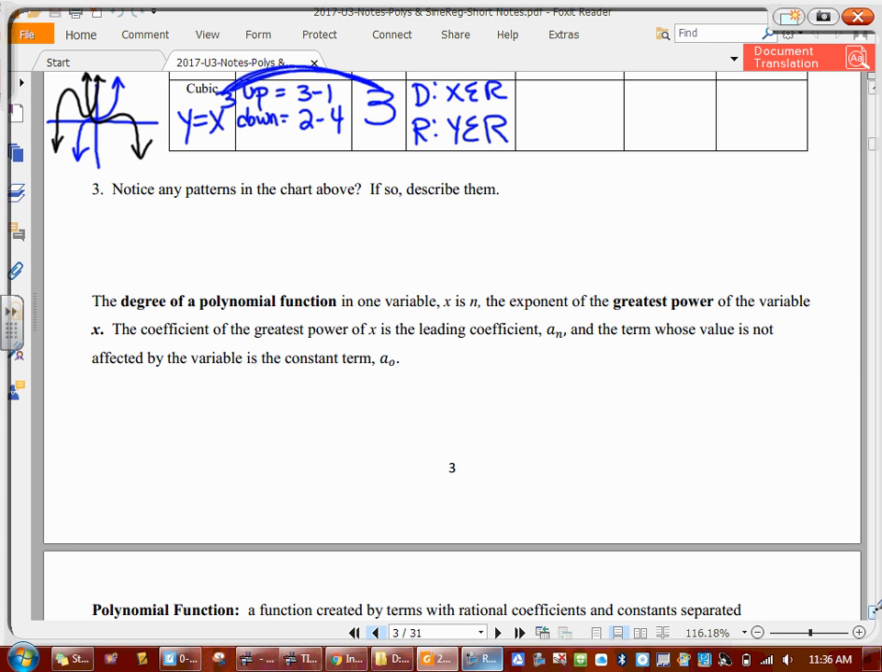Then we have the y-intercept. Again, it's going to be the constant. And the number of x-intercepts. You could have 1, 2, or 3 maximum. It is always equal to the degree. So it's a degree 3. It can touch x maximum 3 times. Okay? So I'm just going to show you real quick the 3 different kinds of cubics.